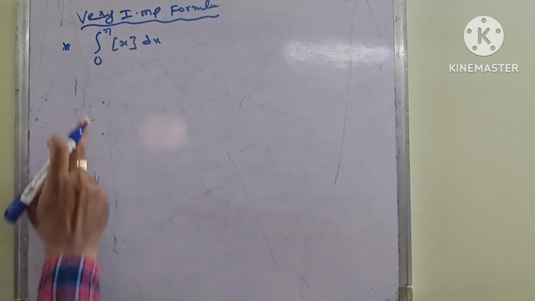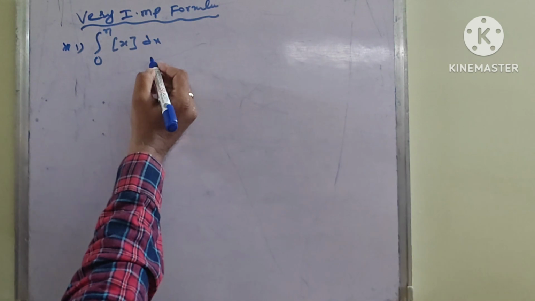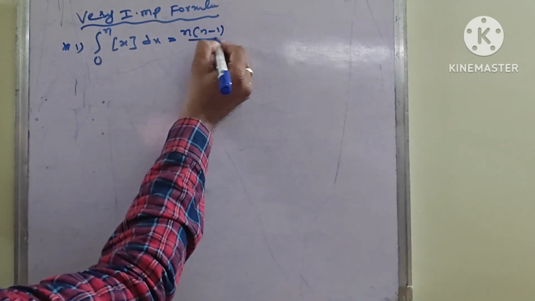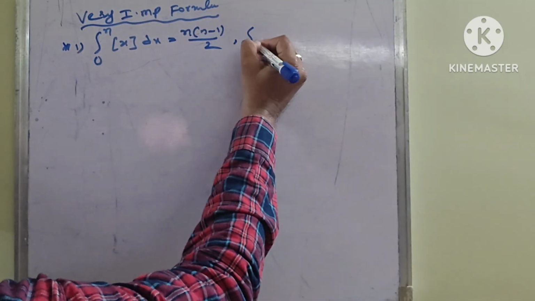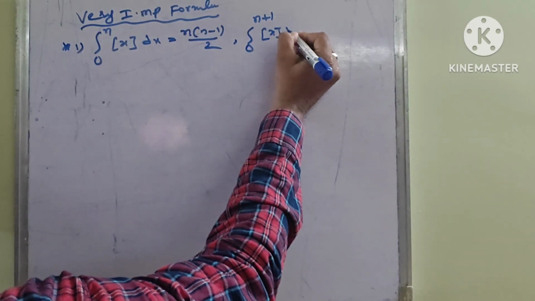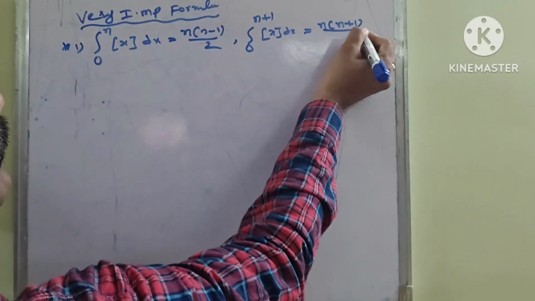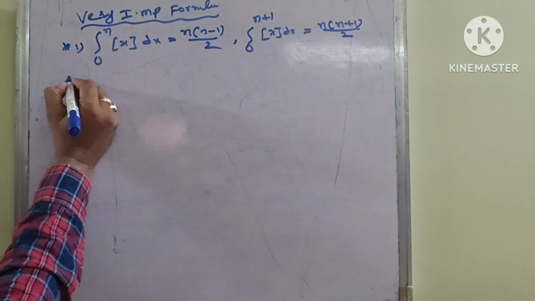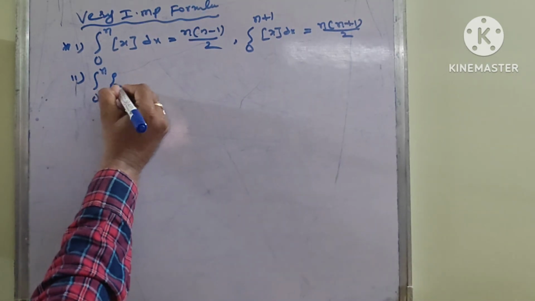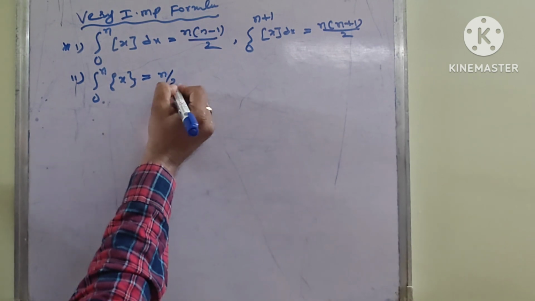And these are the most important formulas. First one: integral from 0 to n of integral part of x dx is equal to n into n minus 1 by 2, or integral from 0 to n plus 1 of integral part of x dx is equal to n into n plus 1 by 2. So the two formulas are the same. Second, integral from 0 to n of fractional part of x, the value is n by 2.